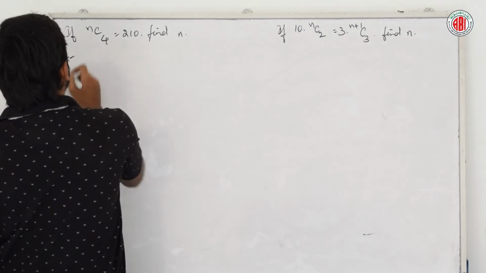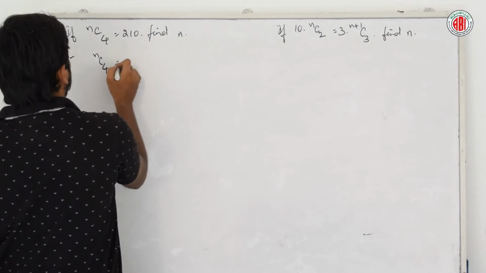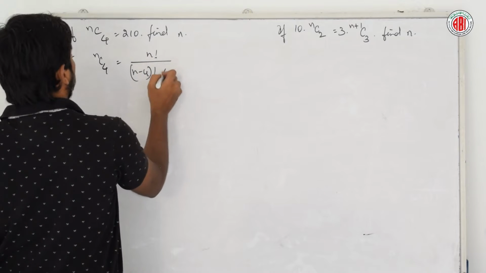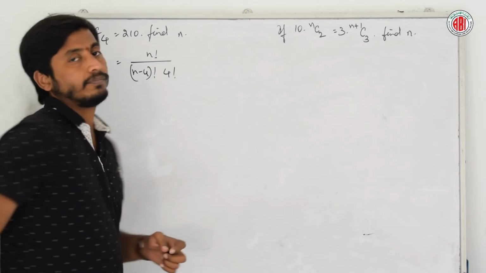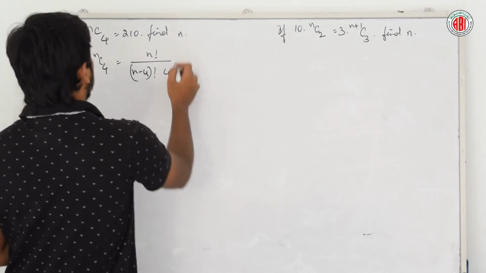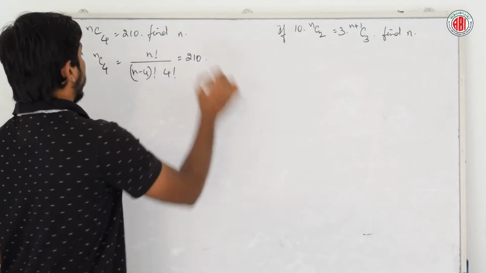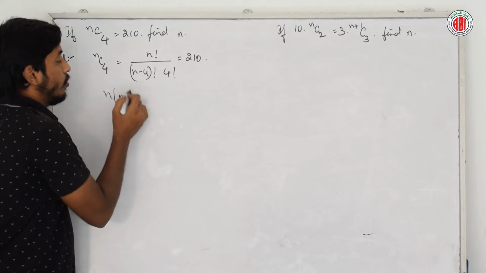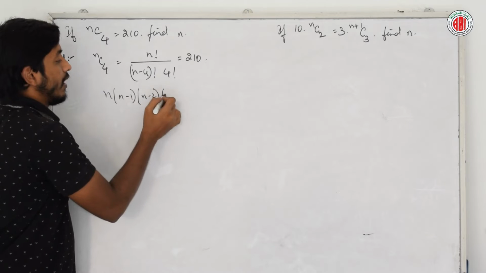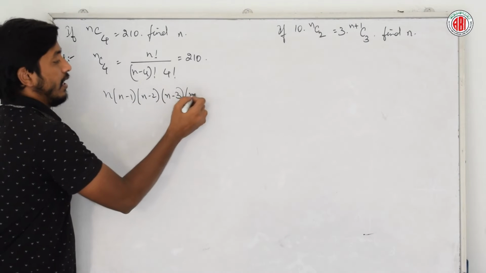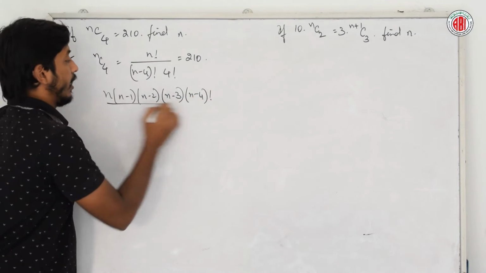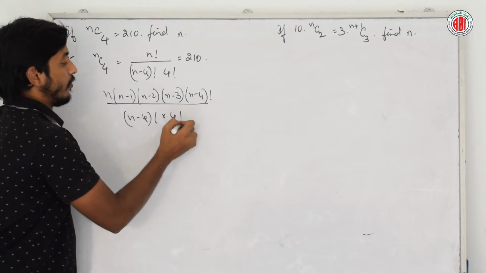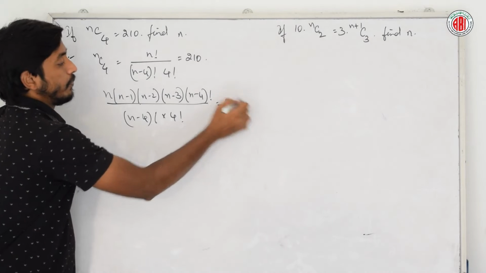nC4. What is the formula of nCr? n factorial by (n minus r) factorial into r factorial. Right? That is equal to 210. Now just tell me, what is n factorial? n into (n minus 1) into (n minus 2) into (n minus 3) into (n minus 4) factorial divided by (n minus 4) factorial into 4 factorial, that is 210.